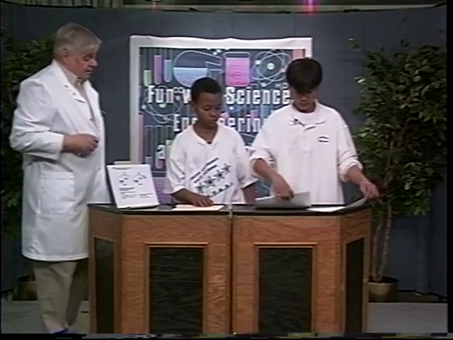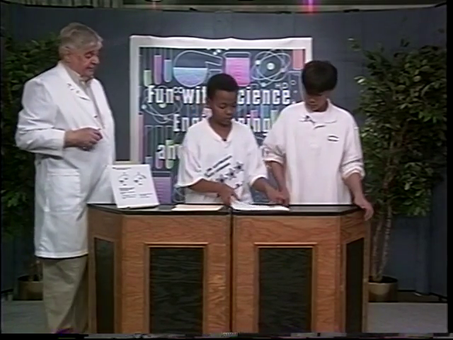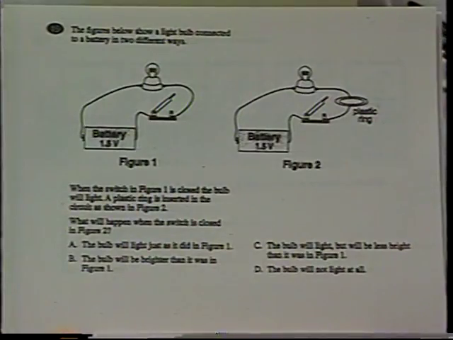All right, David, this one's yours. The figures below show a light bulb connected to a battery in two different ways. Battery, figure 1. When the switch in figure 1 is closed, the bulb will light. A plastic ring is inserted into the socket as shown in figure 2. What will happen when the switch is closed in figure 2?